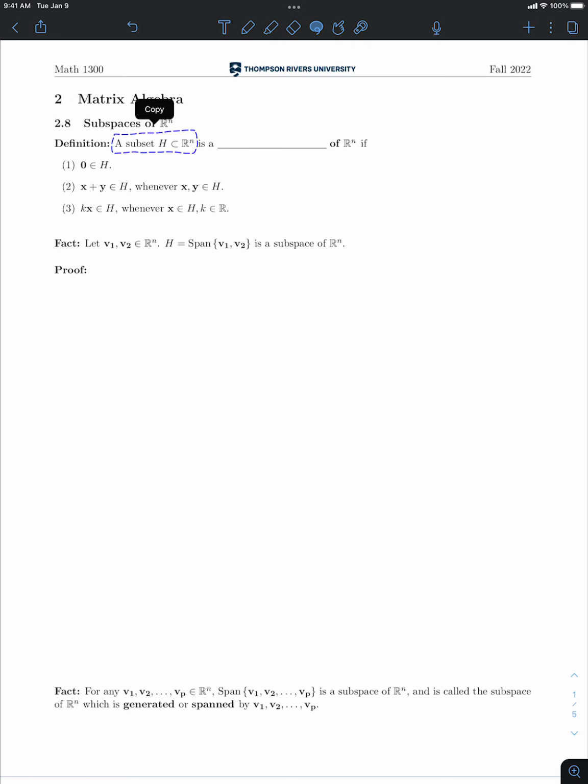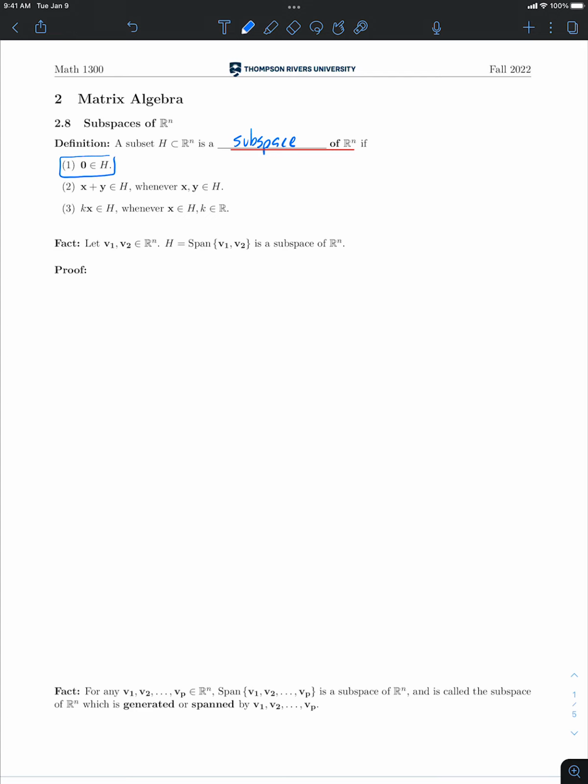Okay, so if you have that, now you can go further and say that that subset H is actually a subspace of Rn. And I'm going to underline all of this in red, not just the word subspace, but all the way to of Rn, because this is all one phrase here. So, what does it mean to be a subspace of Rn? It means that the three conditions in this list are all satisfied. So the first condition, let's look at this one.